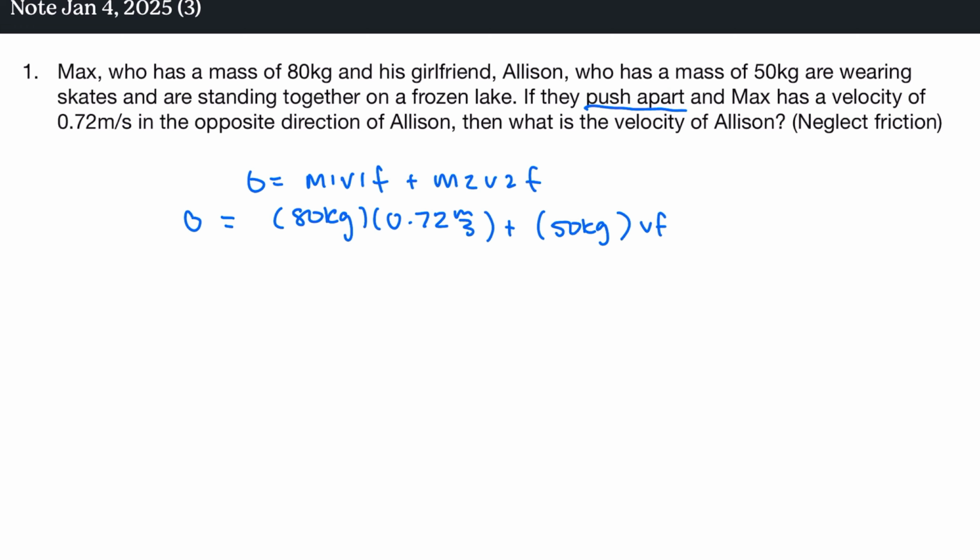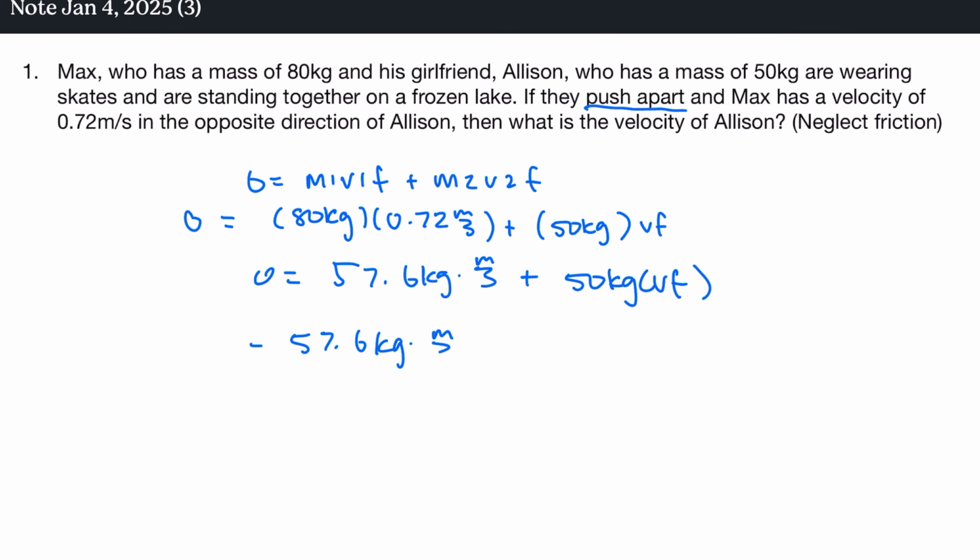So 80 times 0.72 is 57.6 kilograms times meters per second, plus 50 kg times VF, so negative 57.6 kilograms times meters per second equals 50 kg times VF, and VF, or Allison's velocity, is going to be negative 1.152 meters per second.